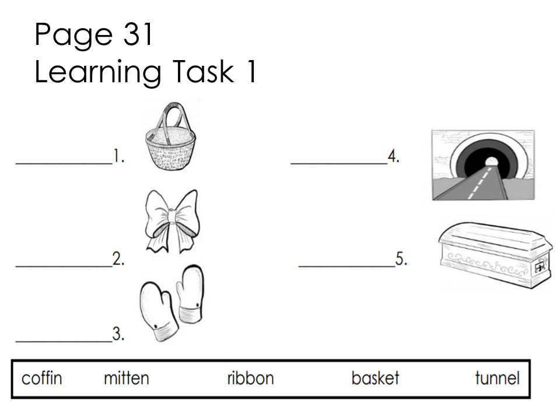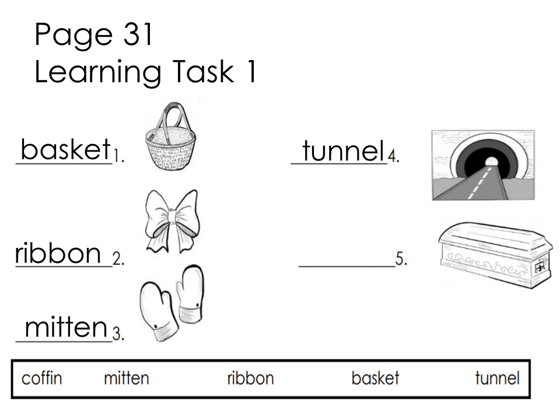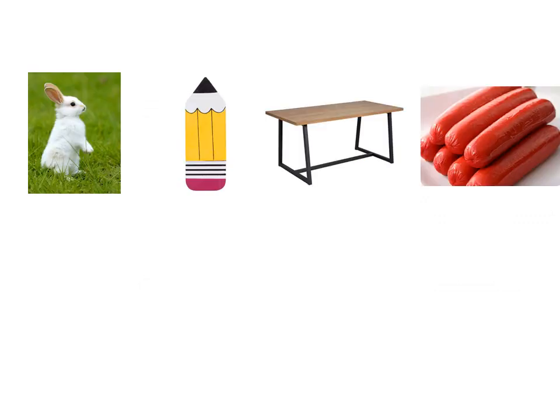Okay, just look at the word and what is that picture. Okay, 1, 2, 3, 4, 5. So now let's start. If you're not yet done, click the pause button. And if you're done, click the play button to know the answers. So number 1, the first picture is a basket. Number 2, ribbon. Number 3, mitten. Number 4, tunnel. And the last one is coffin. Okay, as you can see, basket, ribbon, mitten, tunnel, coffin. These words contain 2-syllable words.